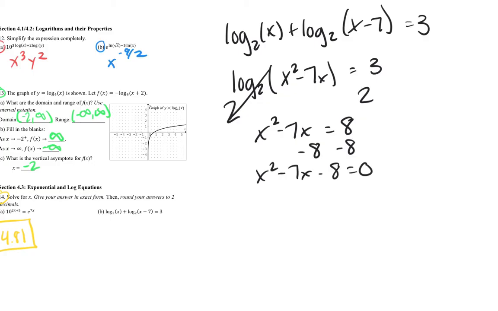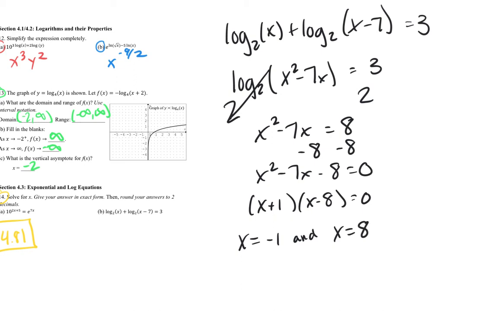Factoring this out, again, two numbers that are going to multiply to -8, add to -7. That's going to be x plus 1, x minus 8 equals 0. Solving these, we get x is equal to -1, and x is equal to 8.